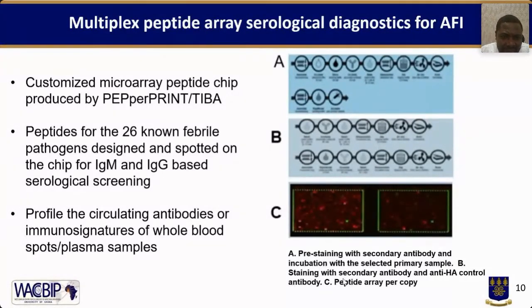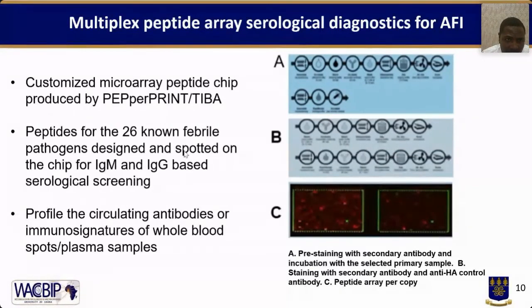So there's another study that we do, which revolves around a multiplex peptide array. This is a serological assay that also detects multiple pathogens. We have a microarray peptide chip developed, and I might say that this project was developed in collaboration with TIBA in Edinburgh. A customized microarray peptide chip was designed with the 26 known febrile pathogens used in the TaqMan Array, and these peptides were spotted on the array chip. We designed both IgM and IgG-based serological screening, so I can know whether what we detect is actively being transmitted or is just due to exposure.